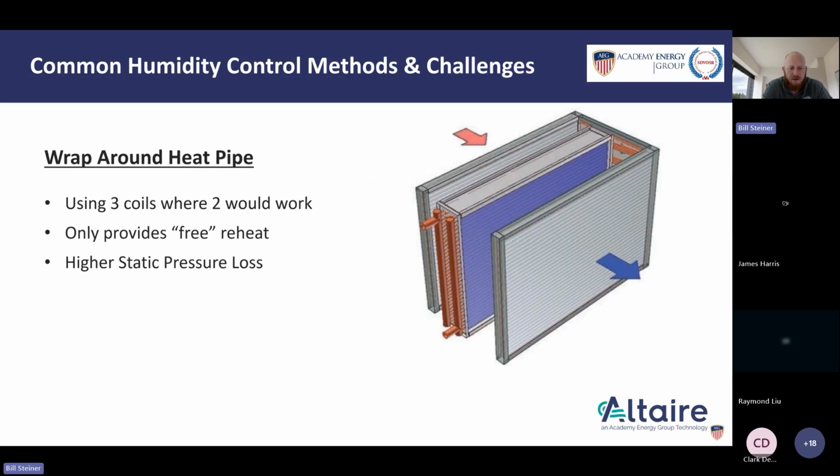Wraparound heat pipe. Couple quick thoughts here. One, this only is going to provide energy recovery in the summertime when you're cooling. It does provide a little bit of reheat, but you're not getting the advantages of decoupling, and now you've got essentially 3 coils, so a pretty high static pressure loss, where you could accomplish the same work using water side recovery with just 2 coils.